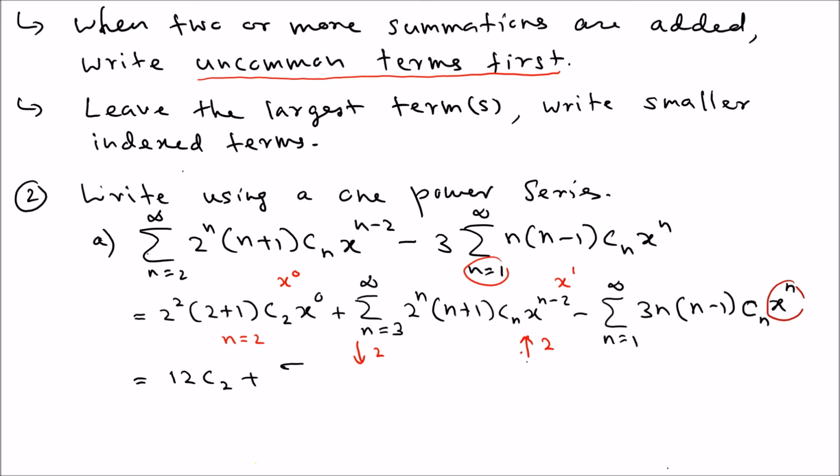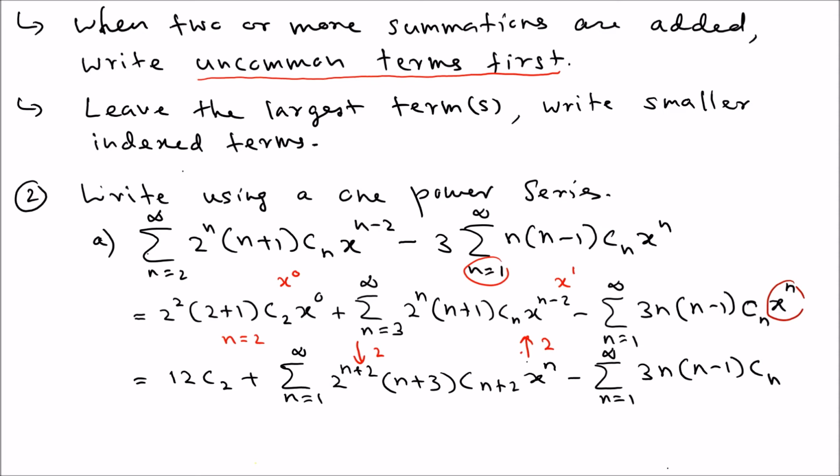So let's reindex. So if you reindex, you're going to go down by 2, that means it's going to be 1 to infinity. And then inside you go up by 2, that means it is 2 to the n plus 2. You go up by 2, that means n plus 3. C n plus 2, this can be x to the n now. Why? You increase by 2. Minus sigma. Here this is already x to the n, so we don't do anything with that. So we just leave it.